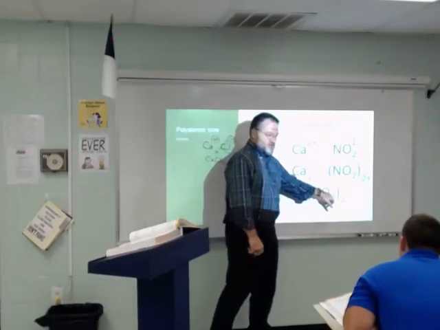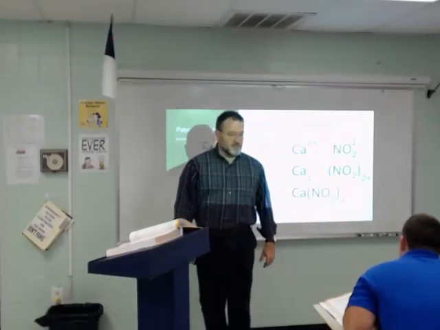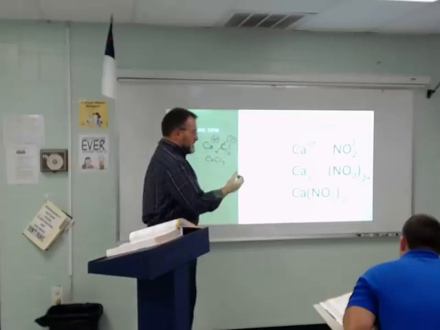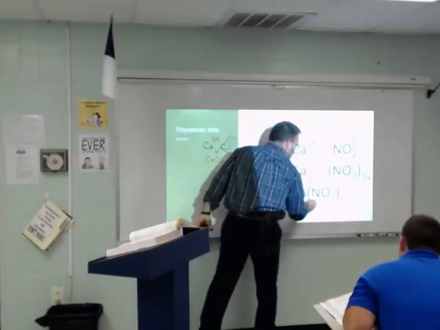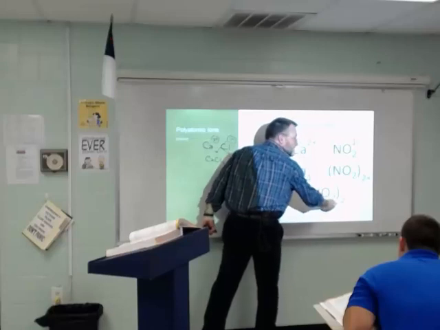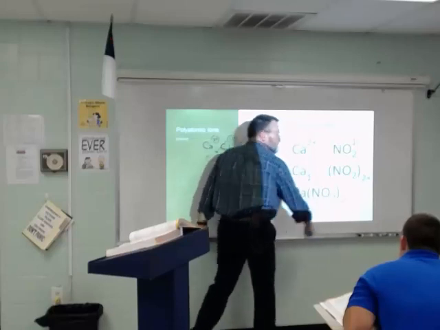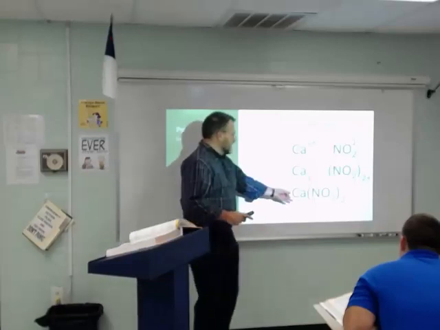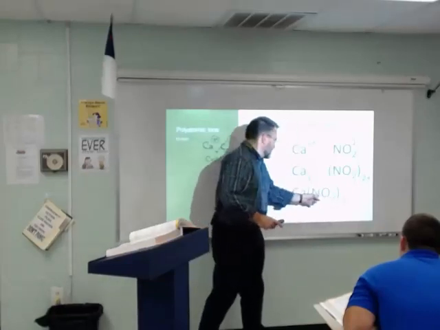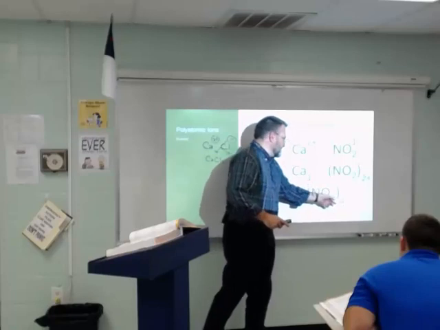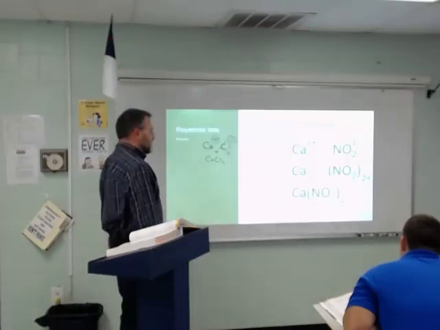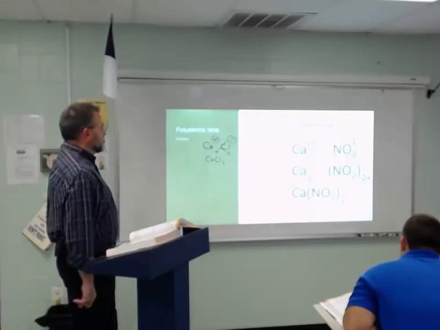How many oxygens do I have? Right, there are 4 oxygens. Why? Because for every 1 nitrate, I have 2, and I have 2 sets of 2 to give me 4. So there's 1 calcium, 2 nitrogens, and 2 sets of 2, or 4 oxygens in that molecule, calcium nitrate.